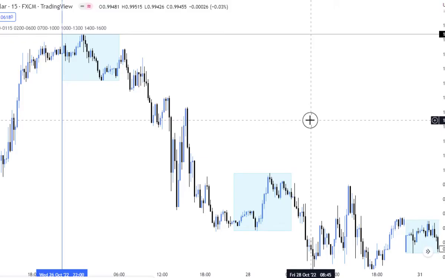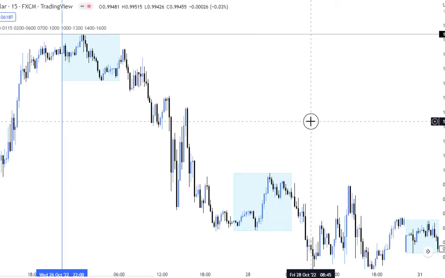The New York kill zone is between 7 a.m. to 10 a.m. New York time. When I don't find a setup during the London session, I'll be looking to buy or sell during the New York session kill zone. And if there is no setup, I stay off the trade altogether.